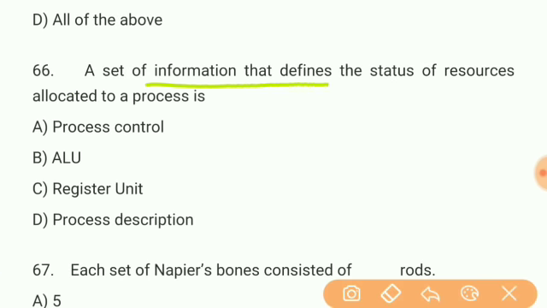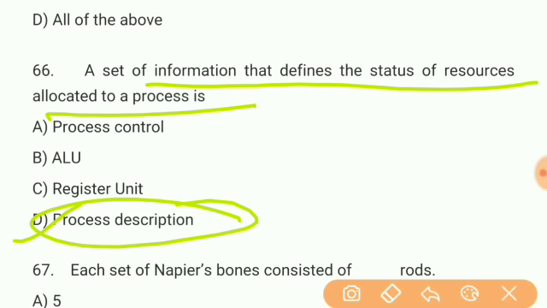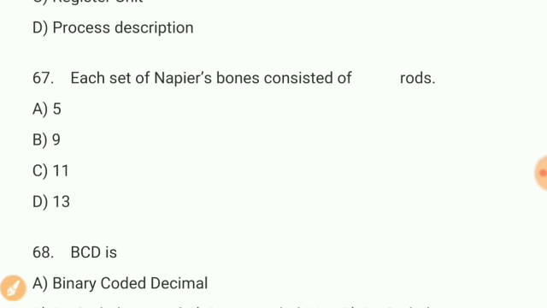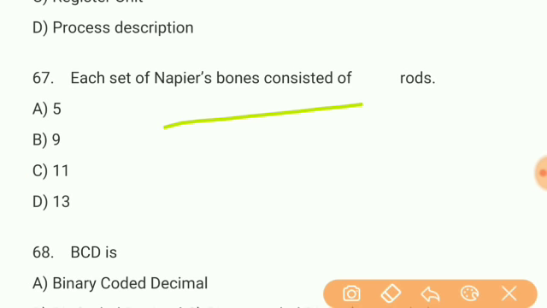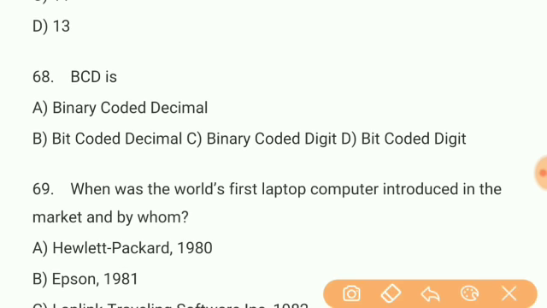A set of information that defines the status of resources allocated to a process is number D, process description. Each set of Napier bones consisted of how many rods? It consisted of 11 rods. Then BCD, what is BCD? It is binary coded decimal.